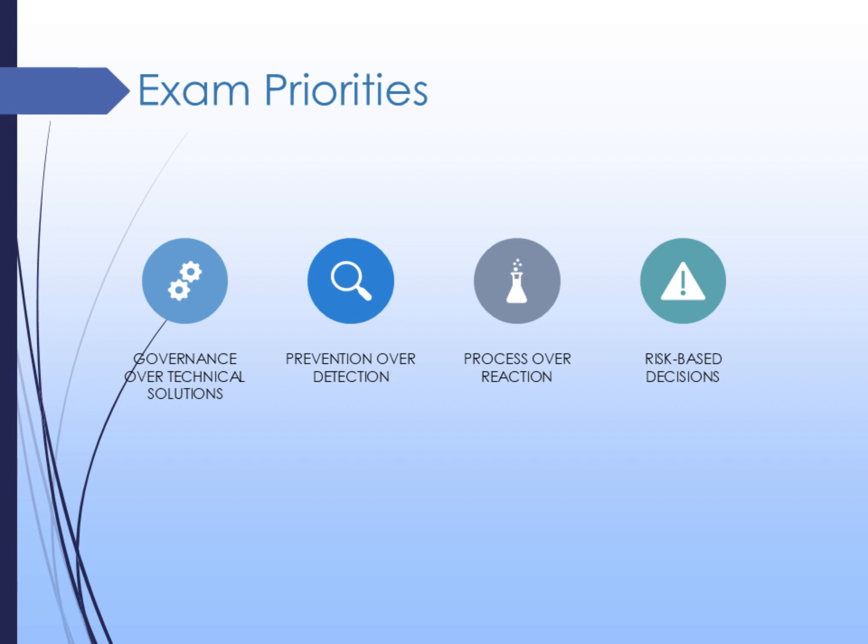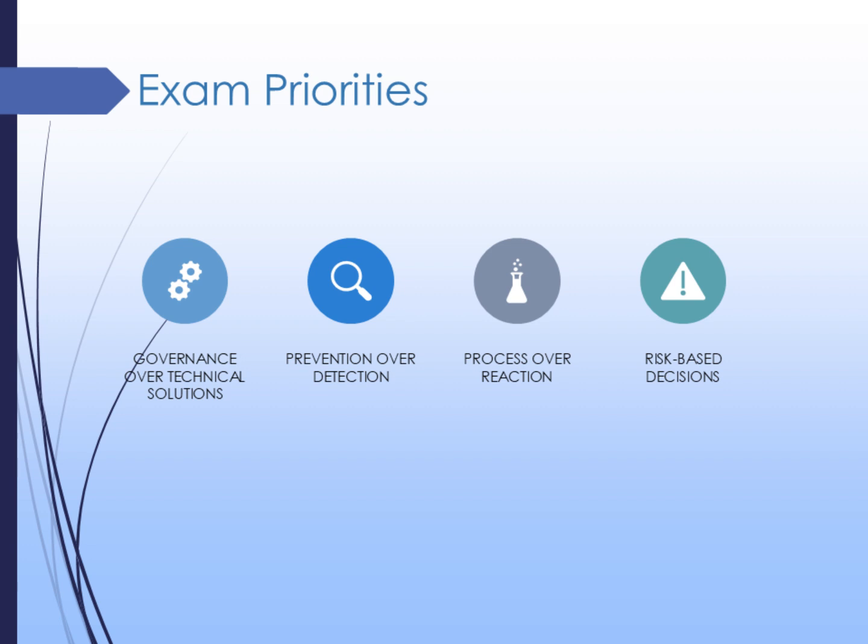As you work through CISA questions, there are several recurring priorities that appear again and again throughout the exam. Understanding these patterns can help you eliminate weaker answers much more quickly. The first priority is governance over purely technical solutions. The exam often favors answers that improve governance, oversight, accountability, or process management rather than answers focused only on technical fixes. In many scenarios, the technically advanced option is not necessarily the best audit answer.